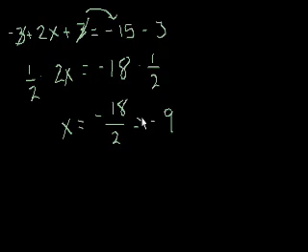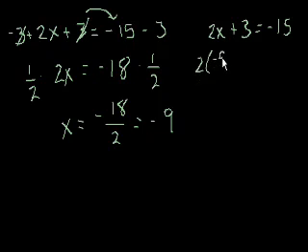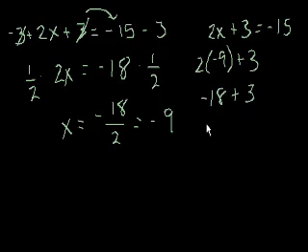Let's do another problem. And actually, if we want to check it, well, the original problem was 2x plus 3 equals minus 15. So we could say 2 times minus 9 plus 3. 2 times minus 9 is minus 18 plus 3. Well, that's equal to minus 15, which is equal to what the original equation said. So we know it's right. That's the neat thing about algebra. You can always check your work.